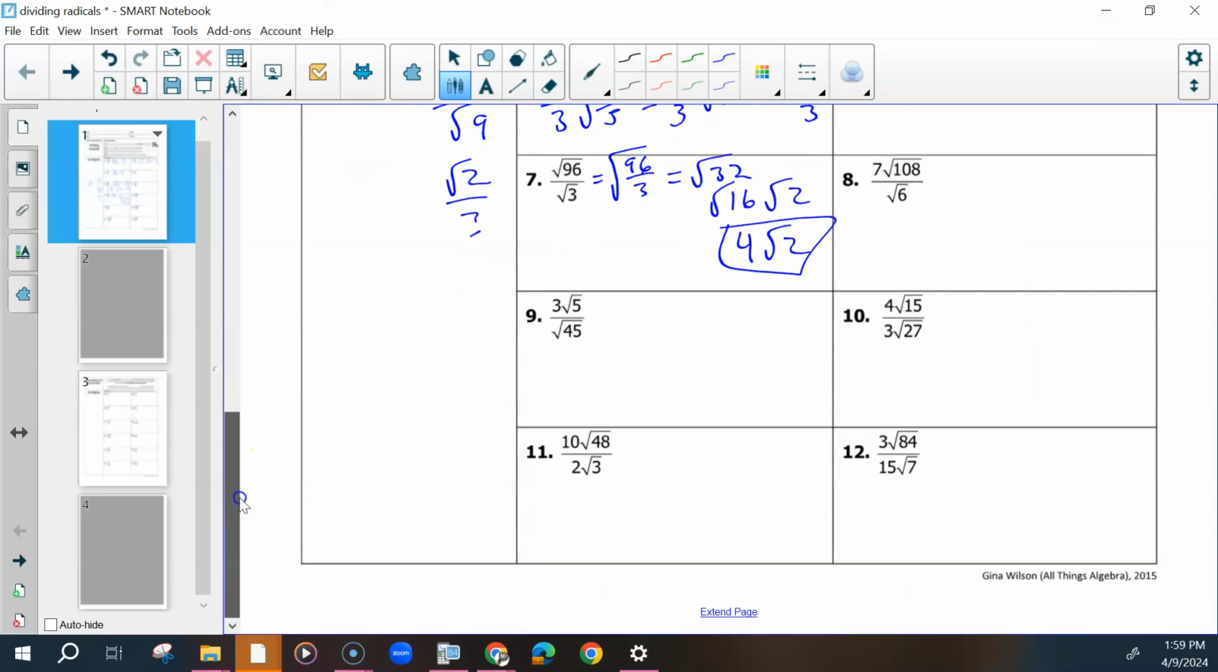Alright, a few more of these, and then we're going to move on to a little bit more of a challenge. So number 8, I'm going to go ahead and divide 108 and 6.